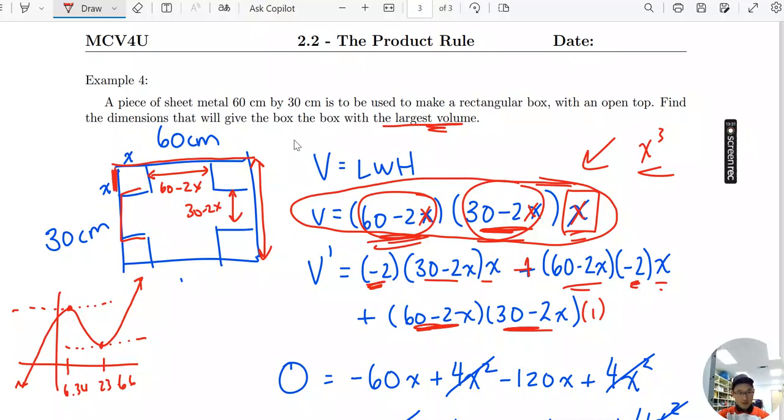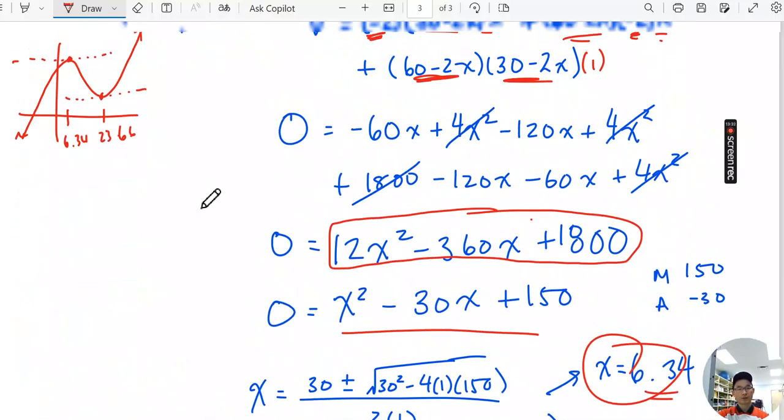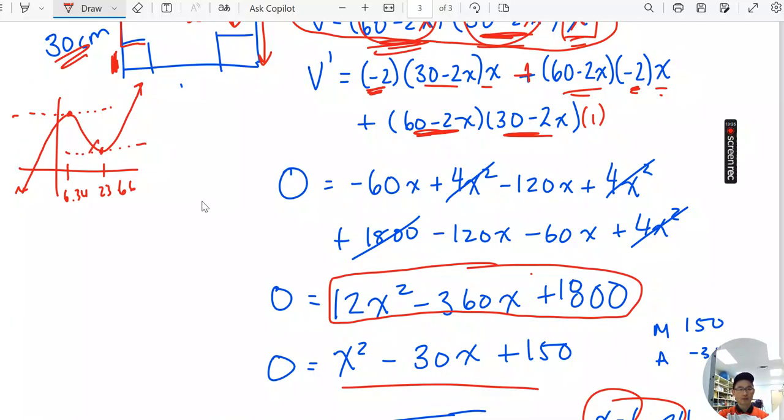If this distance was 23 and this was 23, well, 23 plus 23 is 46. I only have 30 centimeters to work with here. So this answer is not possible anyway, right? Which, if you look at the graph, doesn't give me a max anyway, okay?